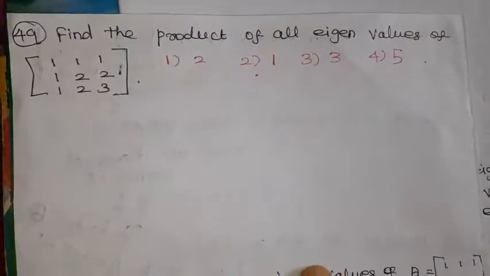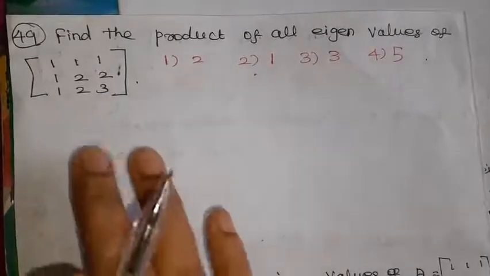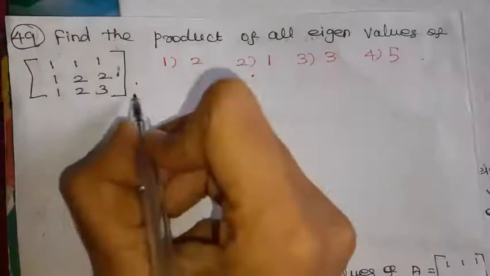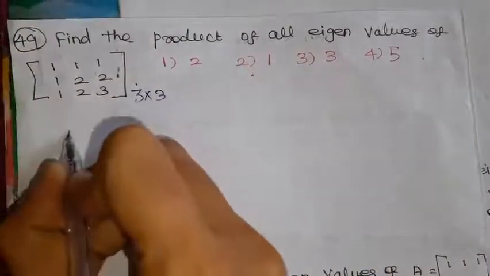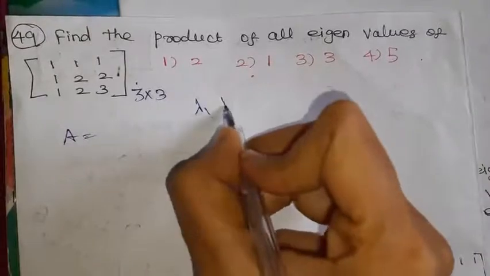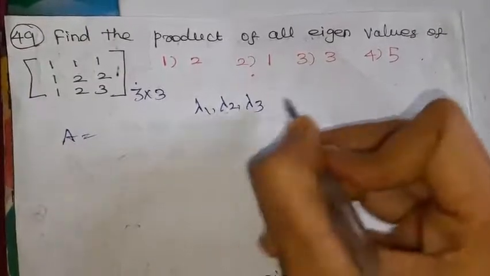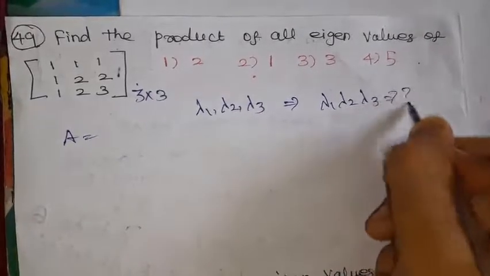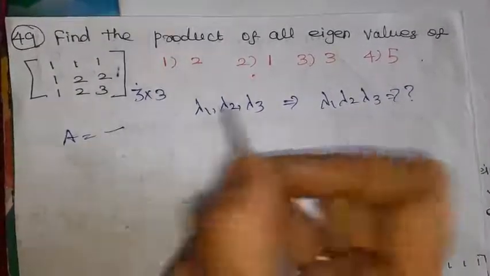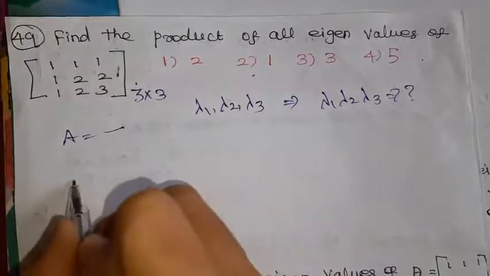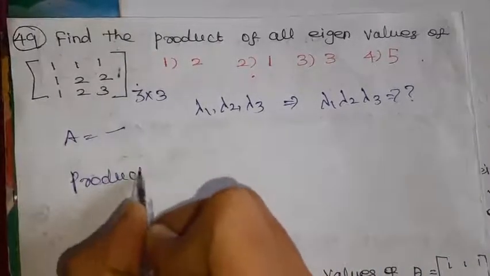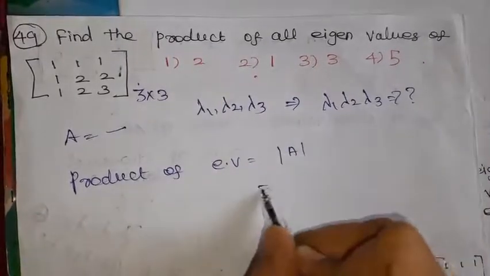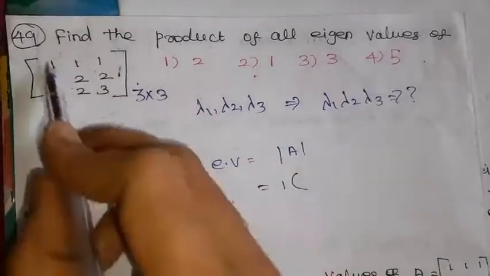Question 49: Find the product of all eigenvalues of the given matrix. We know that it is a 3 cross 3 matrix, so it will have 3 eigenvalues, lambda 1, lambda 2 and lambda 3. We need to find the product of the eigenvalues. So this is the given matrix A. What is the property? We know the product of eigenvalues is nothing but the determinant of A. Just find out the determinant value.